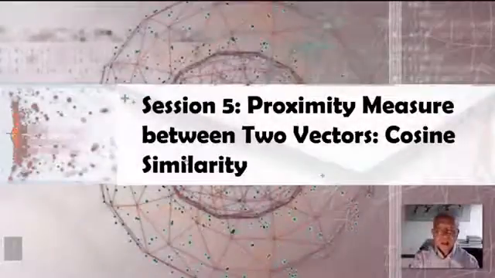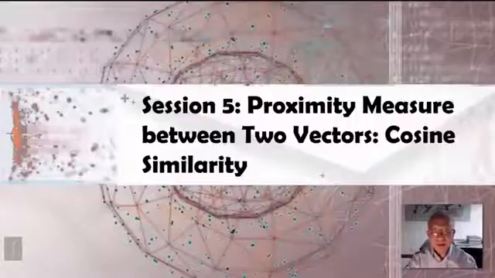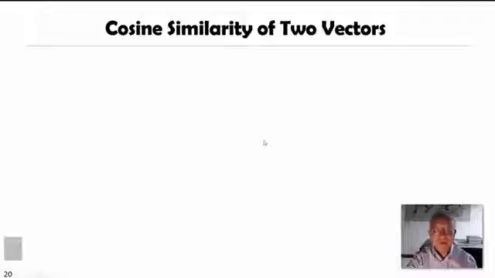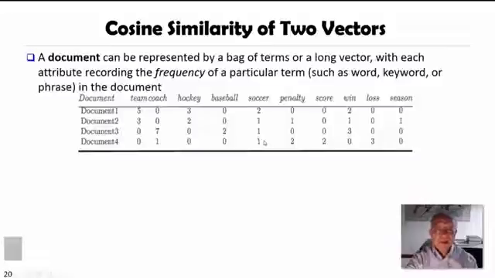In this session, we're going to introduce cosine similarity as a proximity measure between two vectors. Now we look at the cosine similarity between two vectors, how they are defined. So we can take a text document as an example.